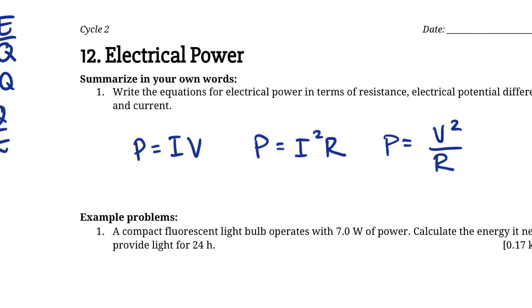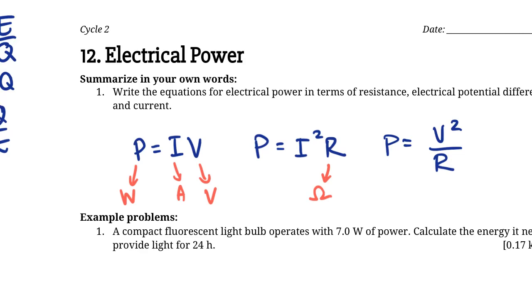Keep in mind, when we're doing this, power is measured in what? Watts. Current is measured in amps. Volts, or potential difference, I should say, are measured in volts. Resistance is measured in ohms. So as long as we use these as our units when we plug stuff into the equations, we should be okay, right?